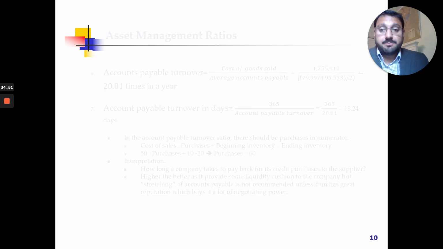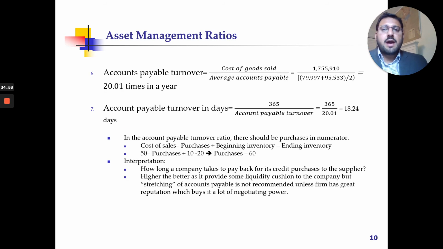137 days approximately. Now we have accounts payable turnover, and the formula should be purchases, how much purchases they have made, divided by the average accounts payable.